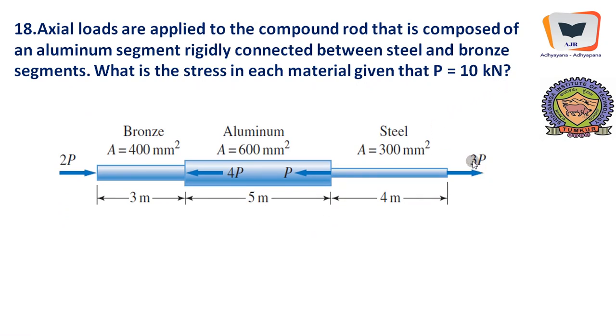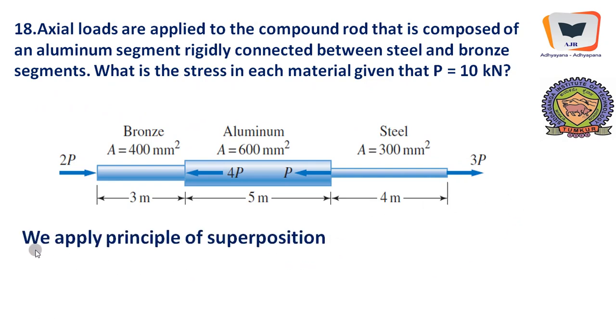So this is a direct application, as you must have guessed, of the principle of superposition. Therefore, we come from this end, we will write the free body diagram of each and every component, and we will just put up the load over there by considering the equilibrium of the entire segment. So we will take the first component. Anyway, we have to apply the principle of superposition.